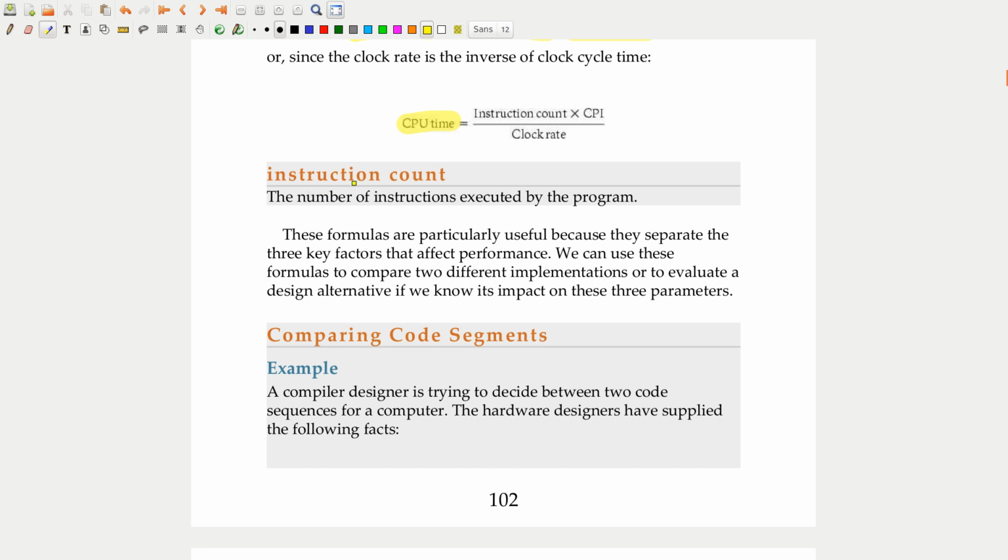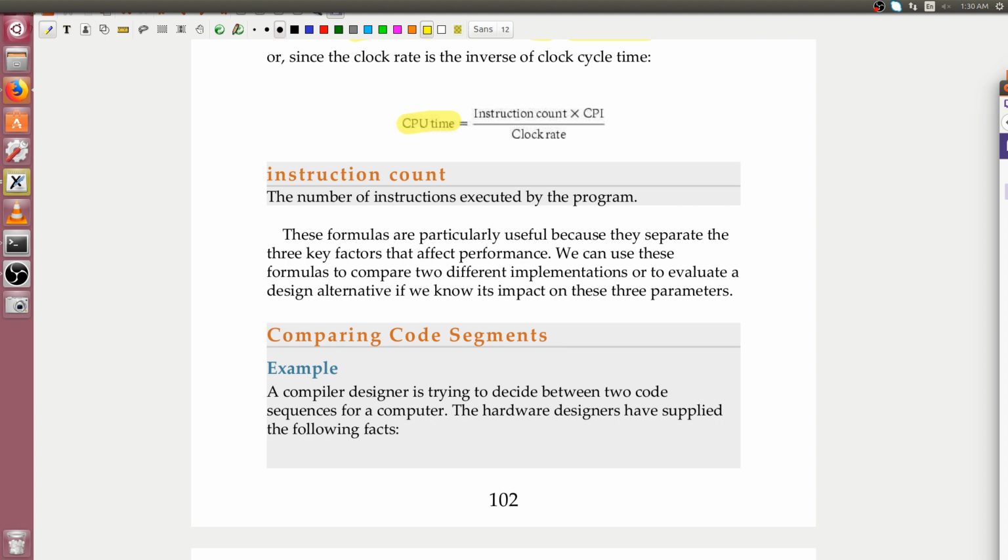So, instruction count, they have another definition here. It's just the number of instructions executed. A lot of these formulas are going to reoccur throughout this series and throughout us going through this video.